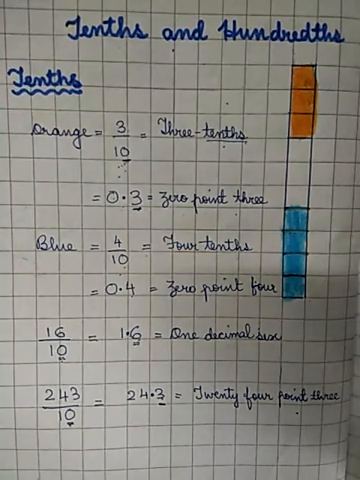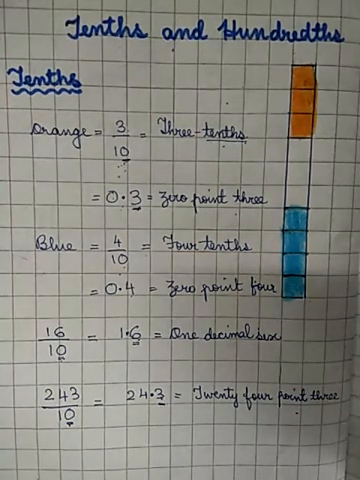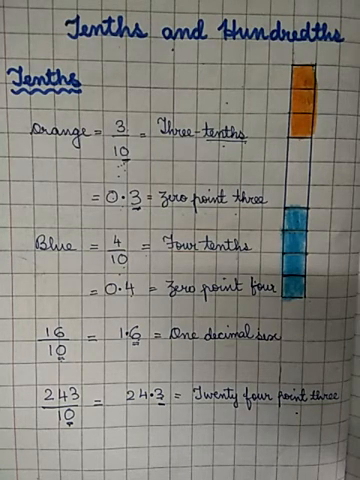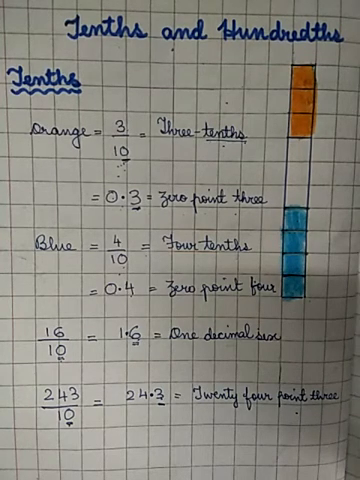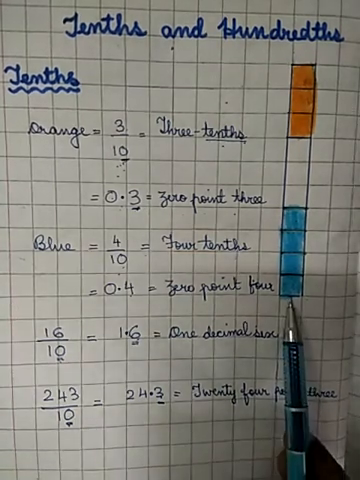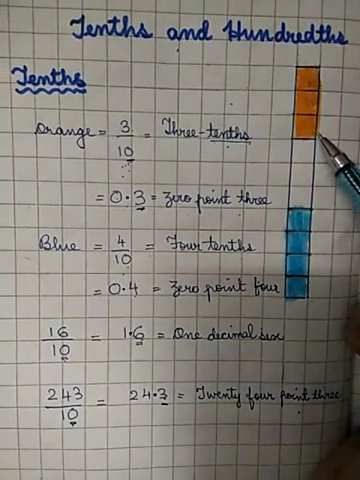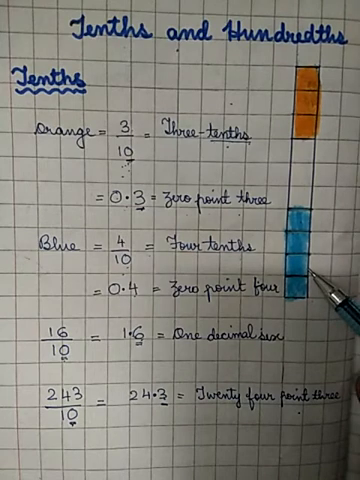Good morning, children. You have already studied about tens in the last class. So today we are going to study hundreds. Before we study hundreds, we will revise a little bit of the portion tens. See, children, here I have made 10 boxes. Out of the 10 boxes, 3 are colored orange and 4 are colored blue.